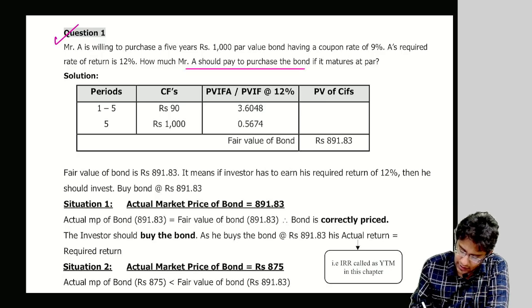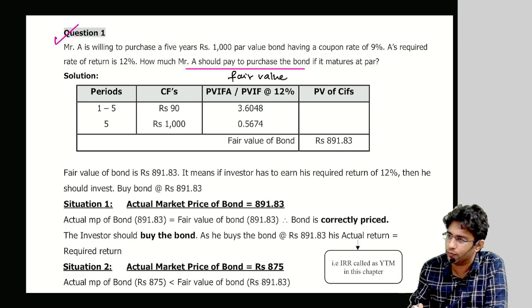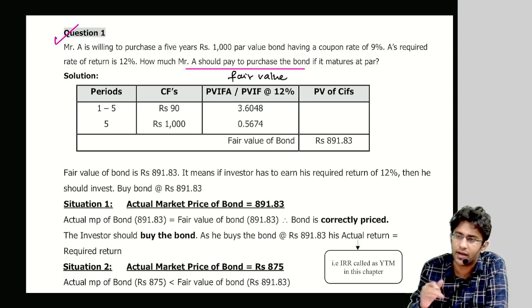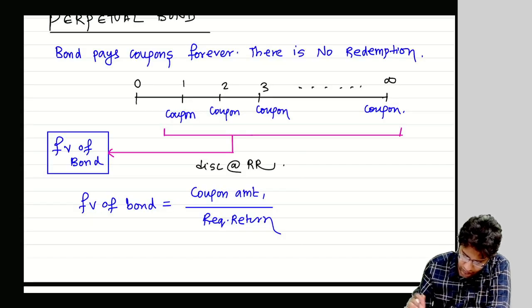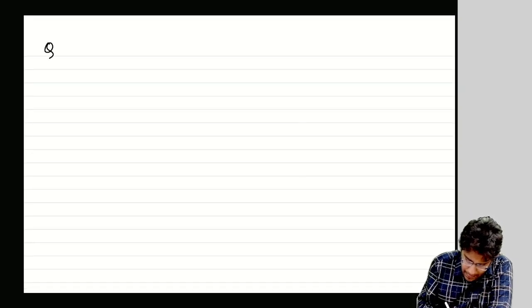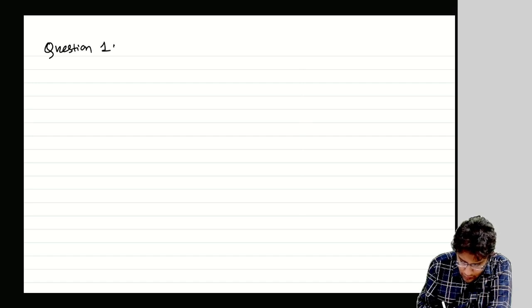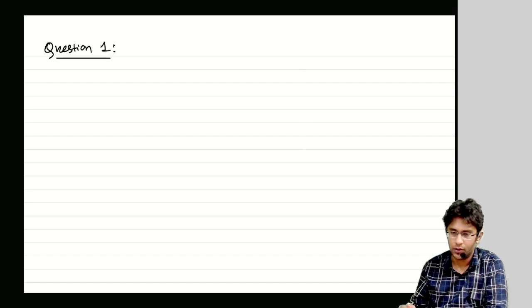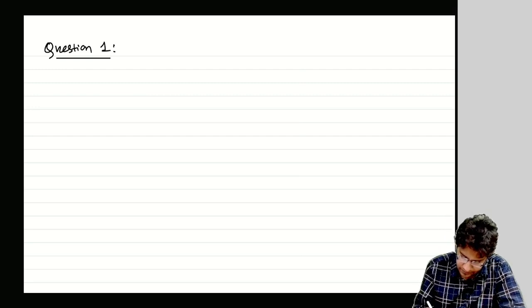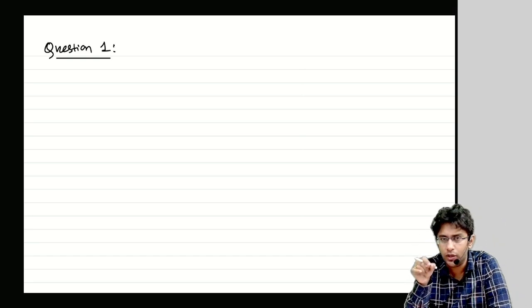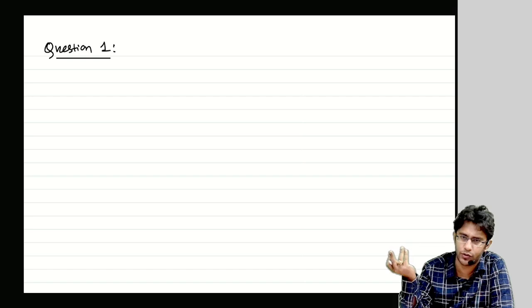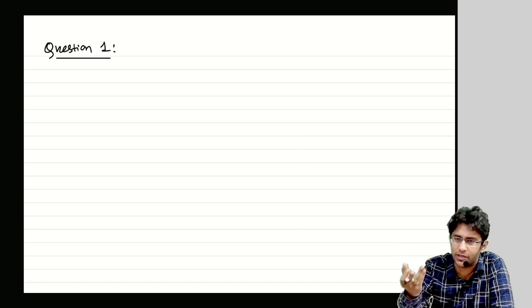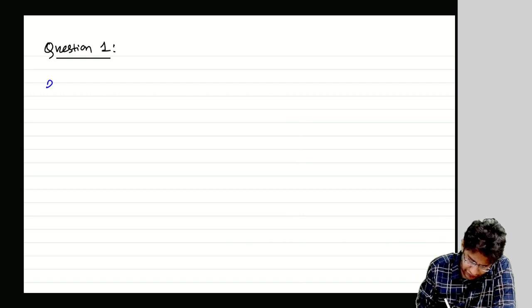And the wording is nothing but indirectly what is he asking? Fair value, also called intrinsic value, equilibrium value, theoretical value. How much I should pay in order to get my desired return. Correct? So, let's work out. Question number 1. Sir, you can do it in the form of a table also, or a formula also. Whatever is comfortable, you do. Presentation is your wish. I will do one presentation. If you want to follow the other one, please follow. That's up to you.